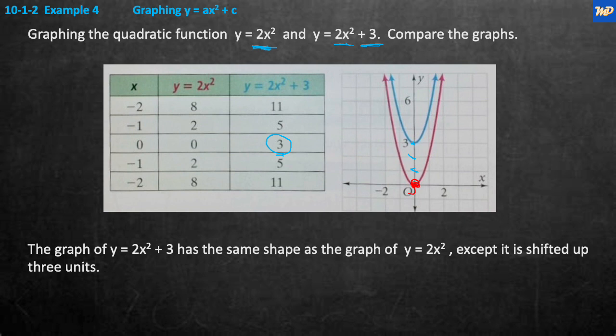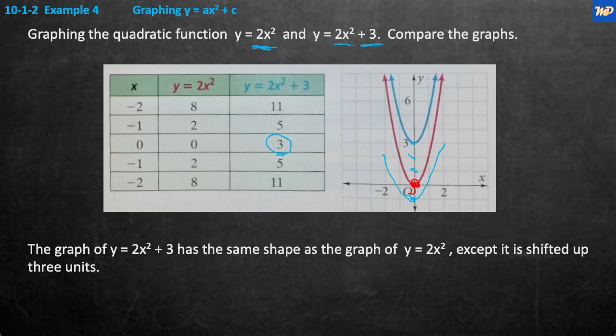So the graph of y equals 2x squared plus 3 has the same shape as 2x squared, except it's shifted up. And if this was a negative value, like a -1, it would have moved it down, like we showed in the other one. It moved it down. That's all it would have done.